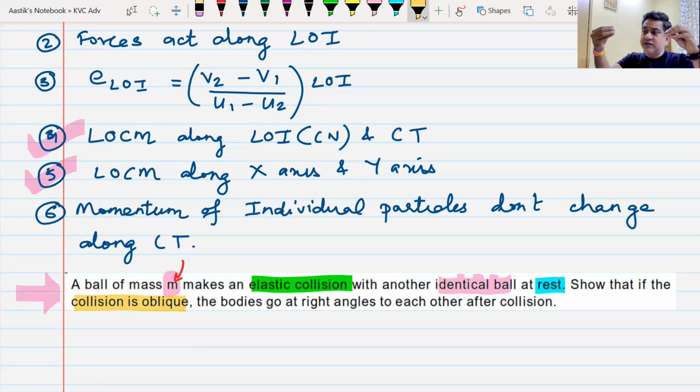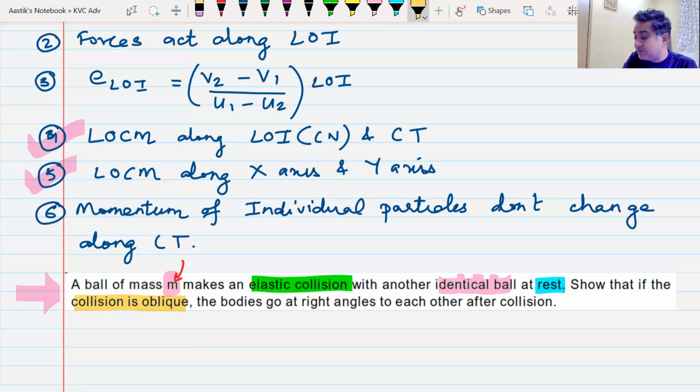Instead of a direct collision between a ball which is at rest and a ball which is moving, it's an oblique collision, like a billiard ball, a pool ball. Your cue ball moves and your other balls are at rest. Both are of identical masses. If you have not a head-on collision but an oblique collision, then both the balls will move at right angles after the collision. Very important point, because I have seen questions come on this.